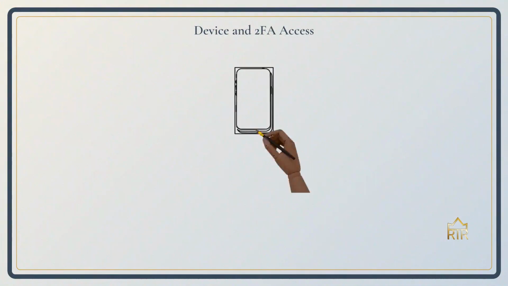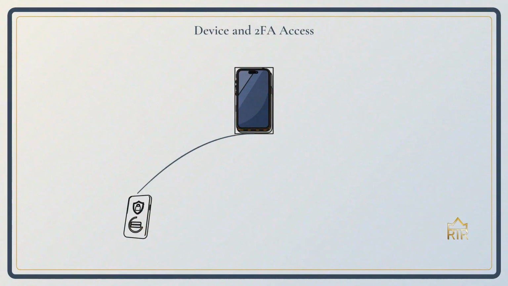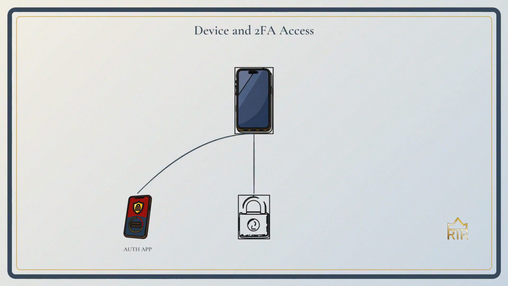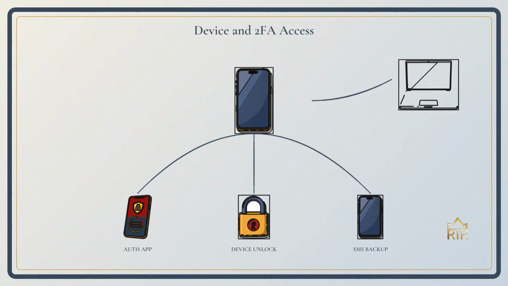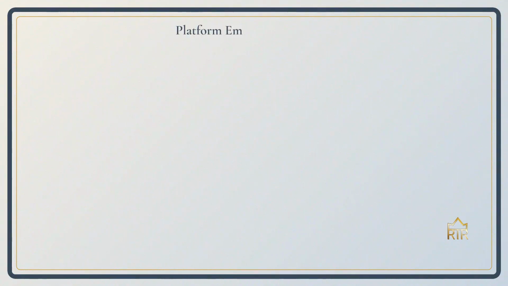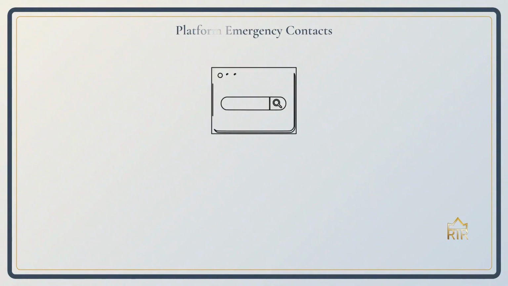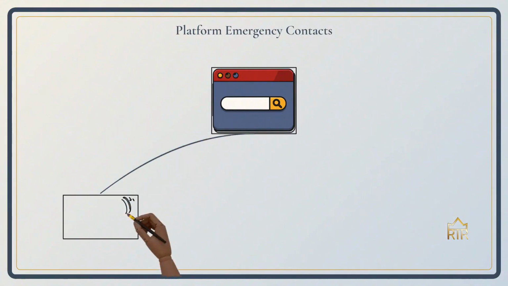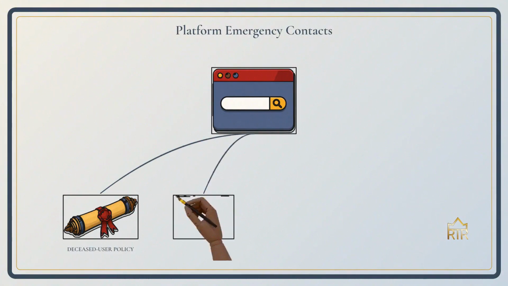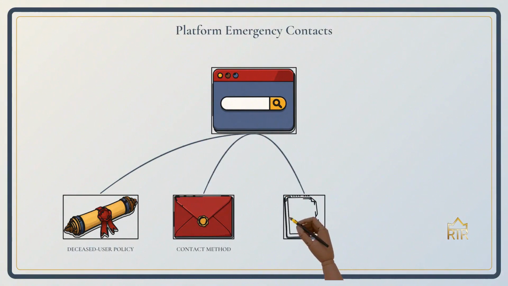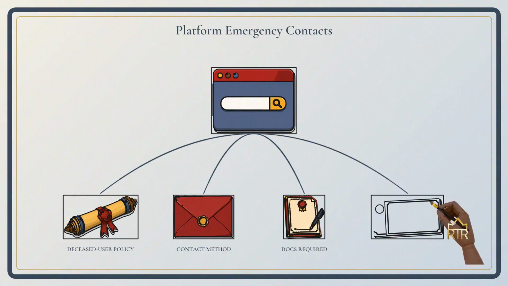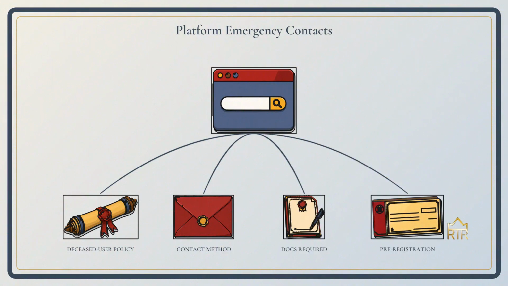Section 3 is the device and two-factor access protocol. How to unlock each active device. Which authentication app is in use. What the backup phone number is for SMS-based two-factor. What happens if the primary device is unavailable. Section 4 is the platform emergency contact record. For each major platform, the emergency access or deceased user policy URL, the contact method, the documentation required, and any pre-registration the account holder completed while alive.